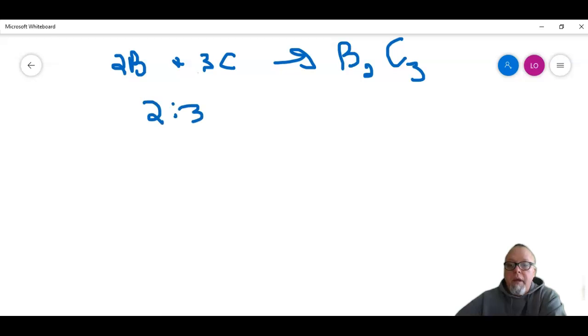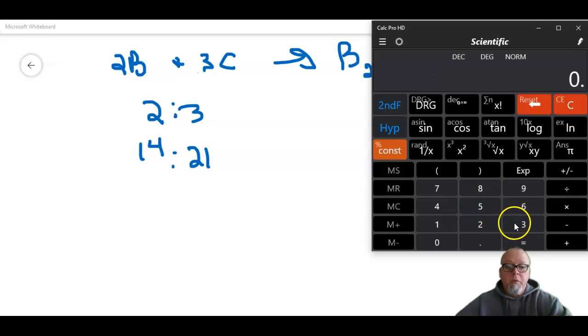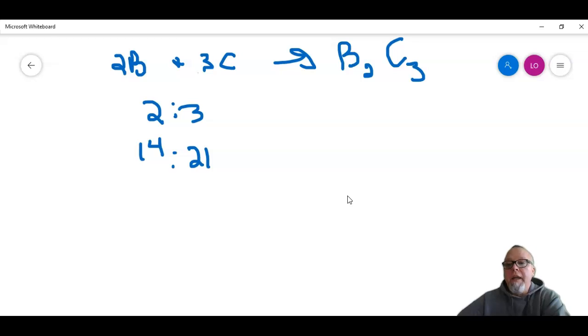So if I were to have, let's say, 14 pieces of bread, I have 14 times 3 divided by 2. Let's check our math: 3 times 14 is 42, divided by 2 is 21. All right, so if I have 14 pieces of bread, I need 21 pieces of cheese to make grilled cheese sandwiches.